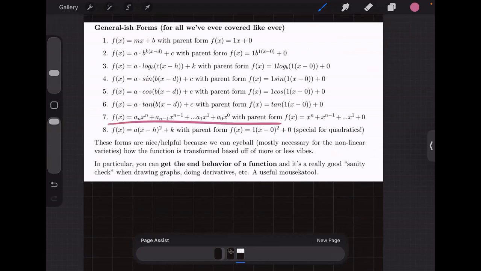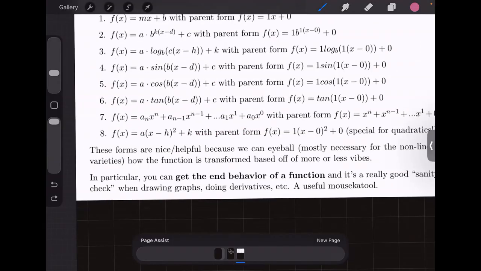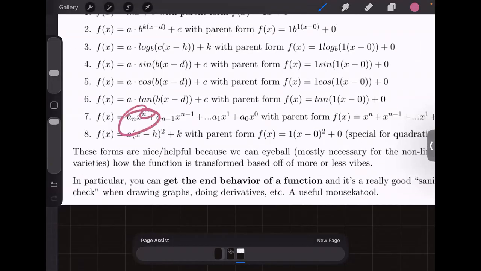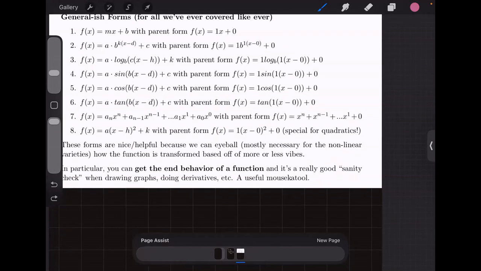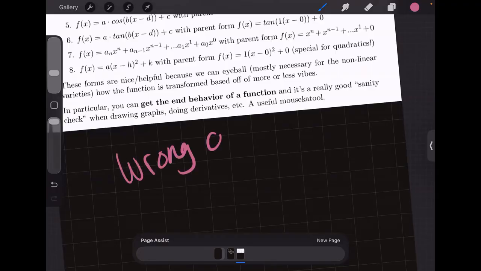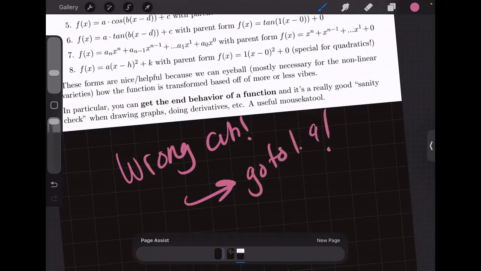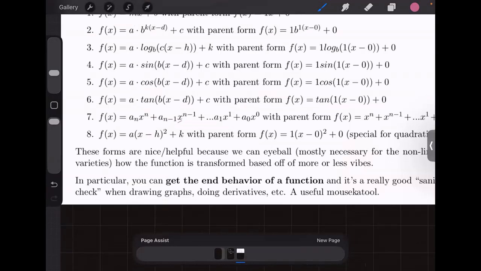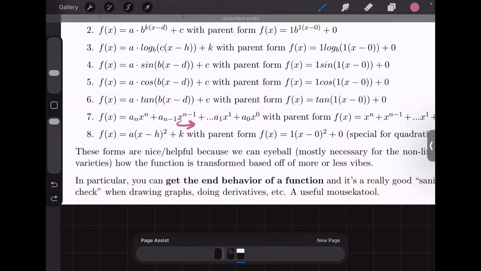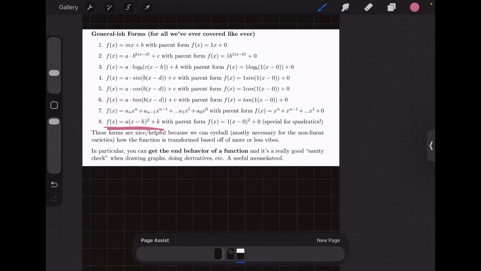For this guy, this form is less useful, I guess. But this does tell you the end behavior with the exponent. If this sounds new to you, you're in the wrong chapter. Go to chapter 1.9 first and then come back to me. It's also more useful in factored form, again, for graphing purposes. And this is a specific form of this guy.